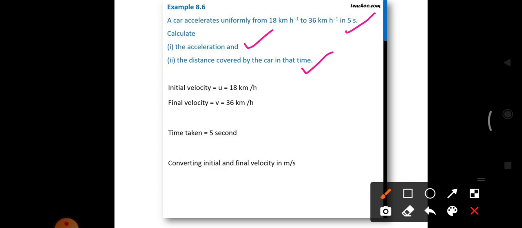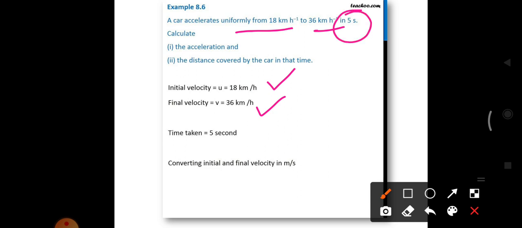And see the solution. The initial velocity of the car is 18 km per hour. The final velocity is 36 km per hour. How many minutes did it take? It took 5 seconds. See the unit.